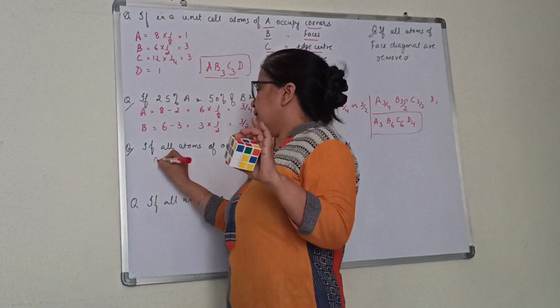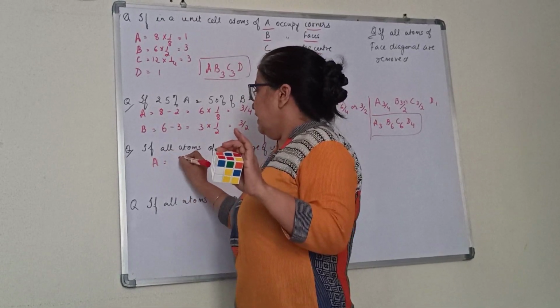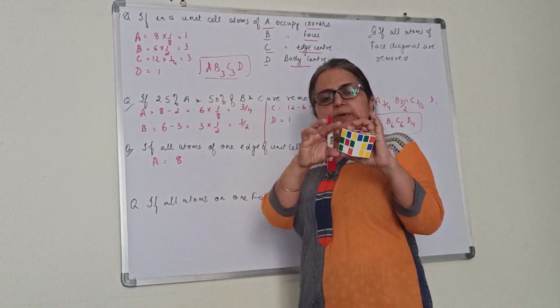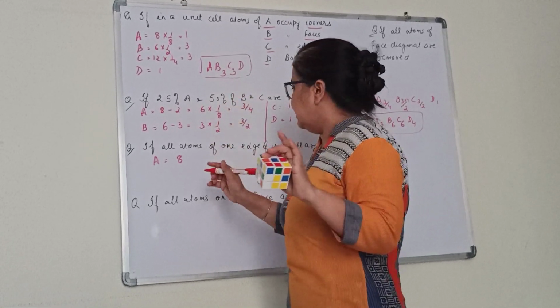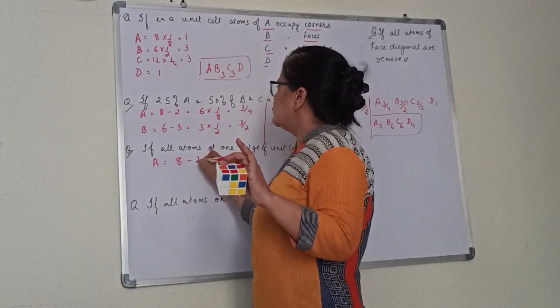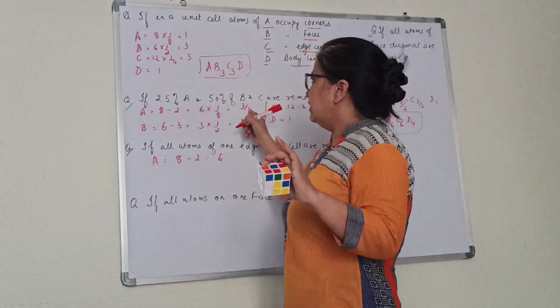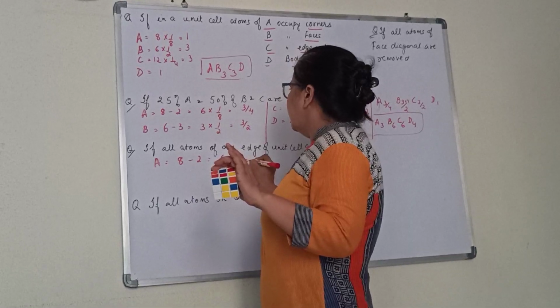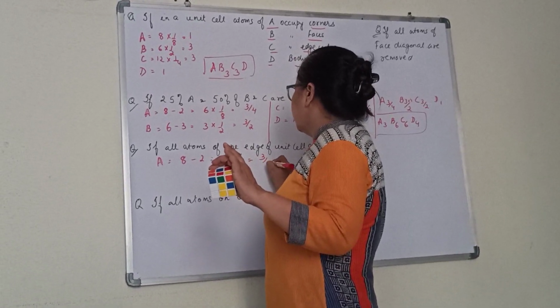So what was A? There were 8 corners originally. Out of that 2 are removed. Okay, because one edge they are saying is completely removed. 2 are removed means you are having 6. Means you are having like this. This will be 6 into 1 by 8. That means you are having this as 3 by 4.